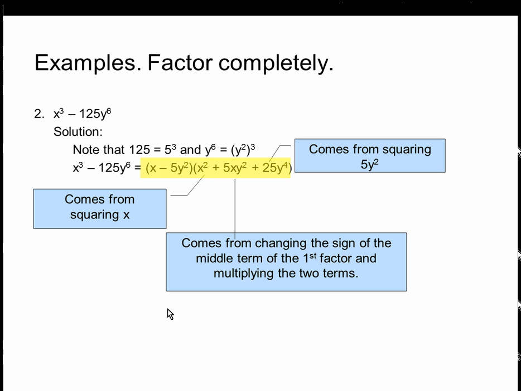And again, if you're really bored, you could verify that does in fact work by multiplying this out and seeing if it's the original problem. Notice a lot of terms have to add up to be 0.